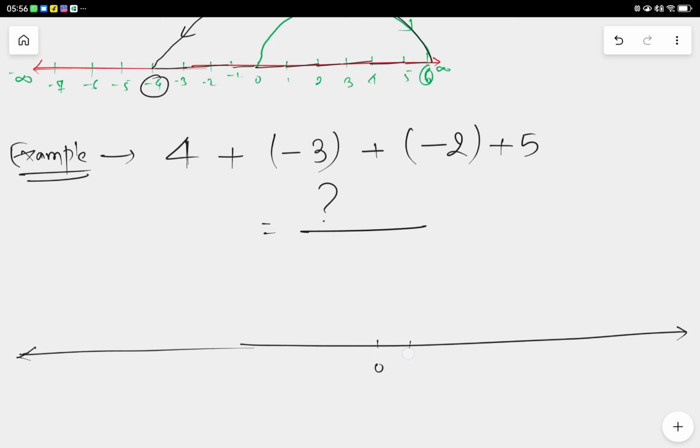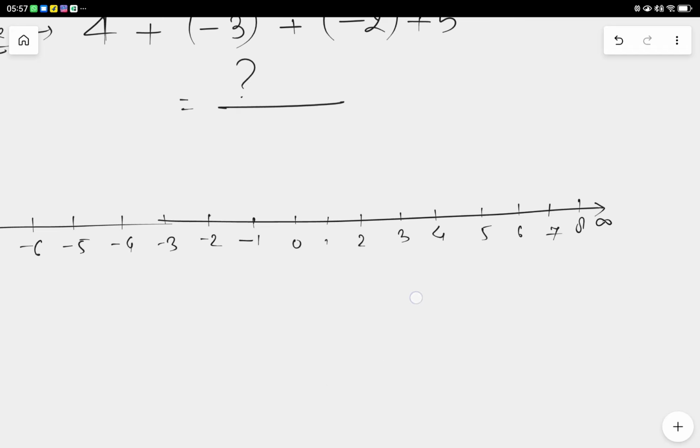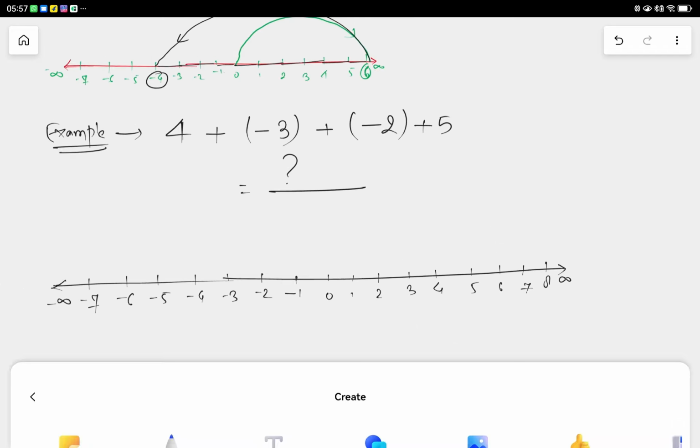Here is the 0, 1, 2, 3, 4, 5, 6, 7, 8. You can also do it in your notebook, right? You can pause the video, you can try, bring the answer, and then match the answer with me. So this will be negative infinity, positive infinity. Now let us make the jump.